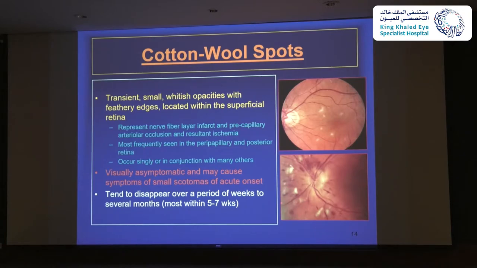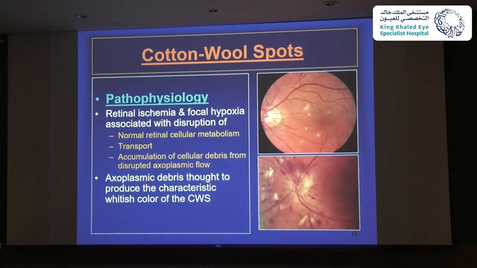This is usually not important because it's multiple things together. We have the bleeding, we have the cotton wool spot, we have the disc. So the patient cannot differentiate unless it is isolated. And sometimes, from a small one to a large one, it takes a bizarre shape. This is how it is formed.